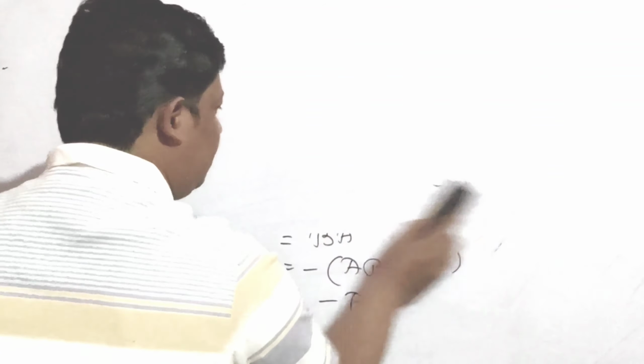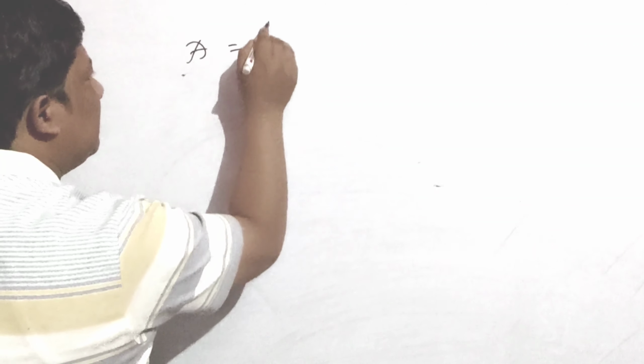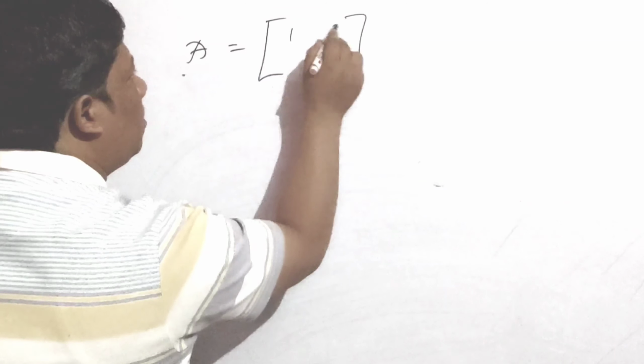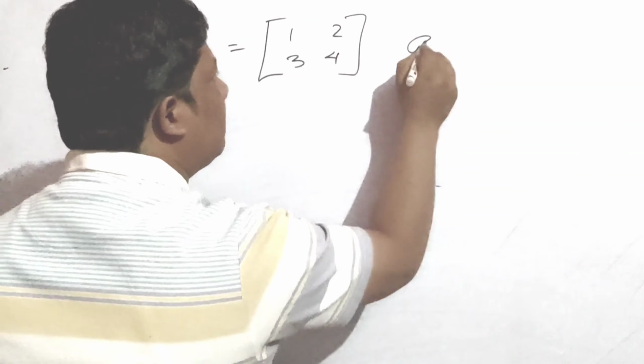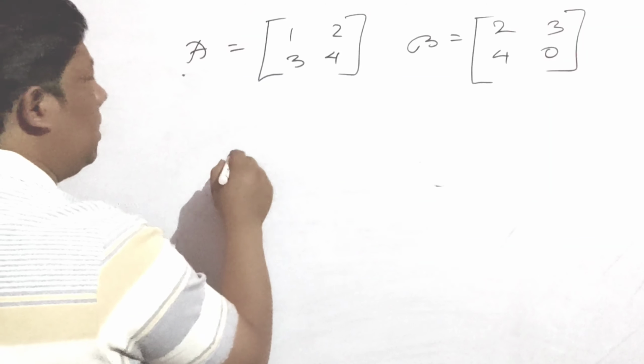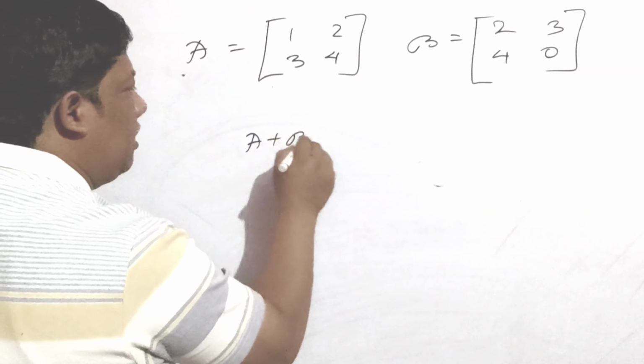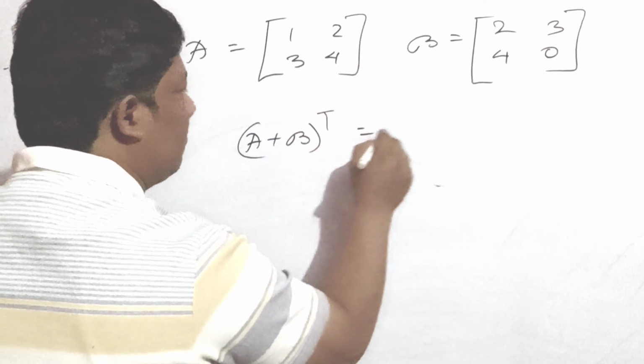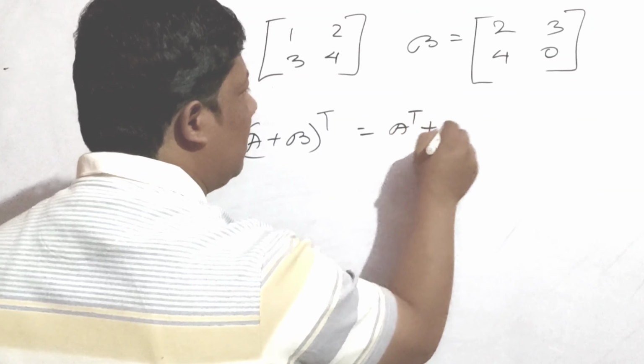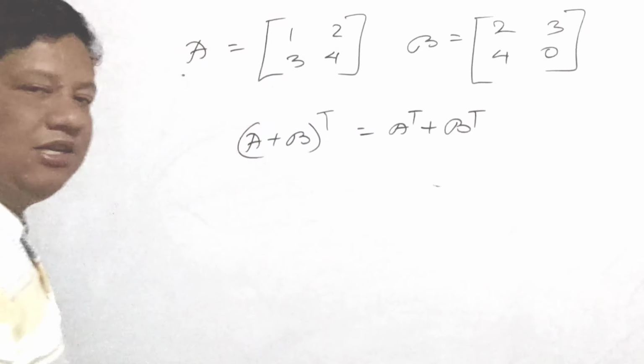Next question. Suppose A is a matrix, any matrix 1, 2, 3, 4, and B is also another matrix 2, 3, 4, 0. Now you have to prove that (A plus B) whole transpose equals A transpose plus B transpose. Like this, this result you have to prove.